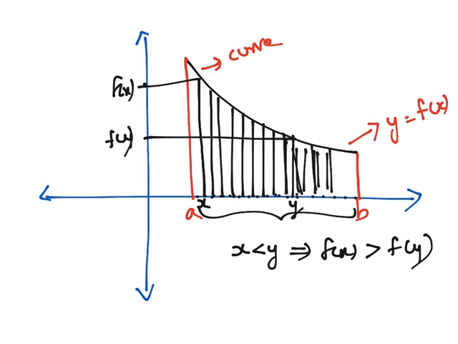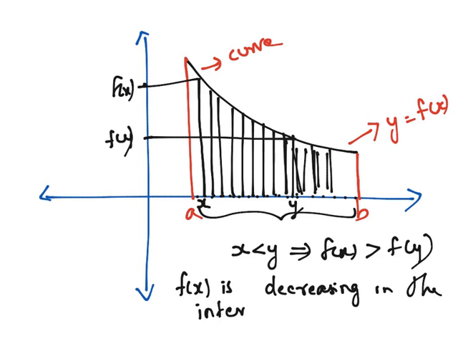So what it means is, here f of x is a decreasing function, or say f of x is decreasing in the interval a comma b, right? So we say that the function is decreasing. Basically, when I say the function is decreasing, it means the values of the function are decreasing. As x becomes bigger, the f of x becomes smaller. Okay, so this is a decreasing function.